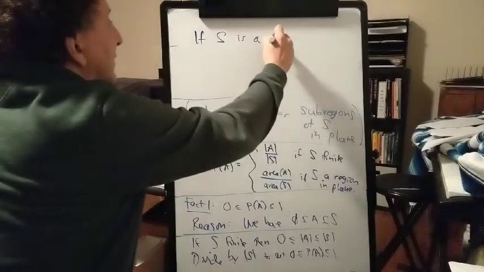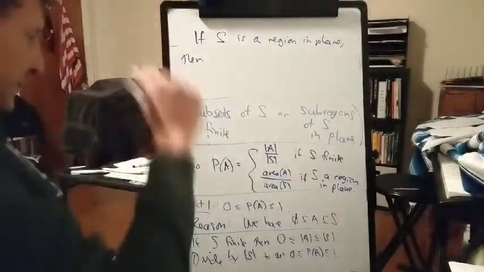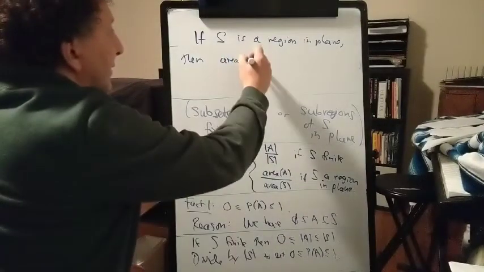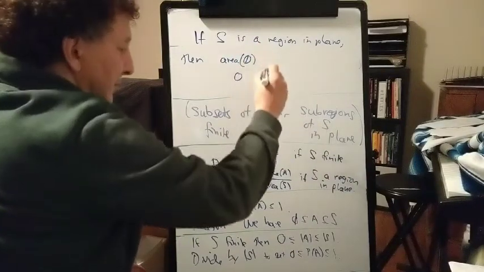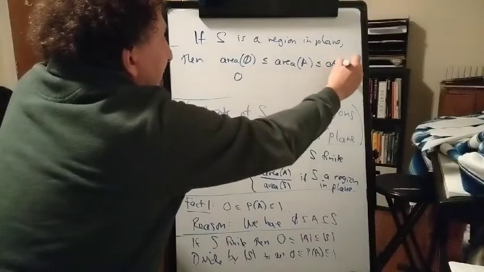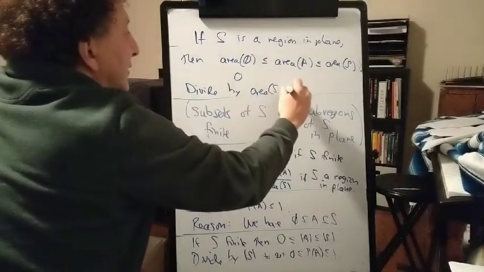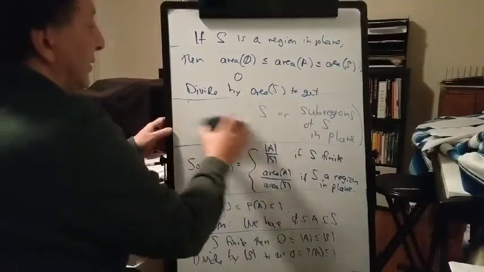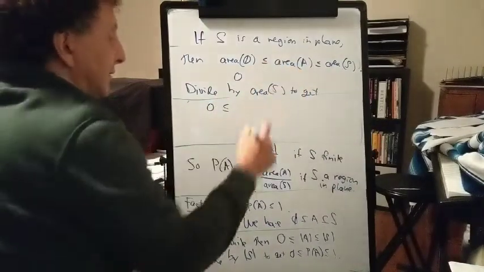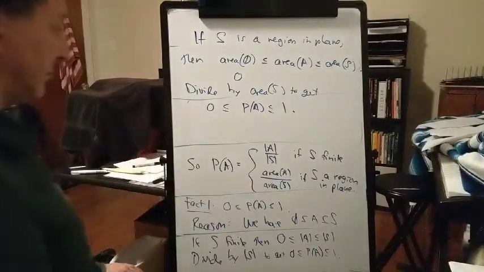If S is a region in the plane, then this set containment here means that the area of the empty set of the plane, which is 0, is less than or equal to the area of A, which is less than or equal to the area of S. Now we divide by the area of S to get 0 over area of S, which is 0, less than or equal to area of A over area of S, which is probability of A. And then area of S over area of S, of course, is 1. So that proves fact 1.